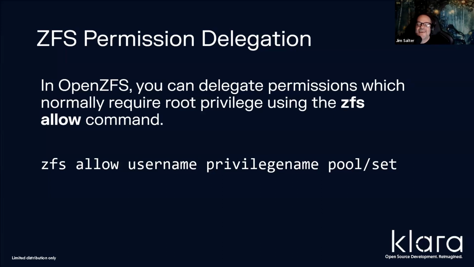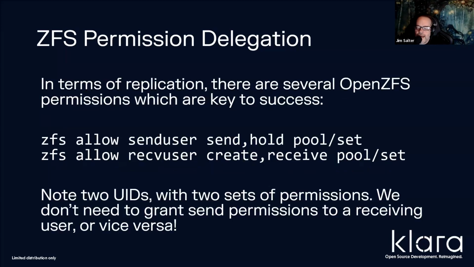Okay. All right. At the simplest level, we're just literally talking about ZFS allow username, privilege name, and where you want it allowed. Now, the last argument there, where you want it allowed, is actually optional. You can just say ZFS allow username privileges, period, and that will allow that user those privileges on all pools and all data sets on the system. But you can also limit it, which can be pretty nice.